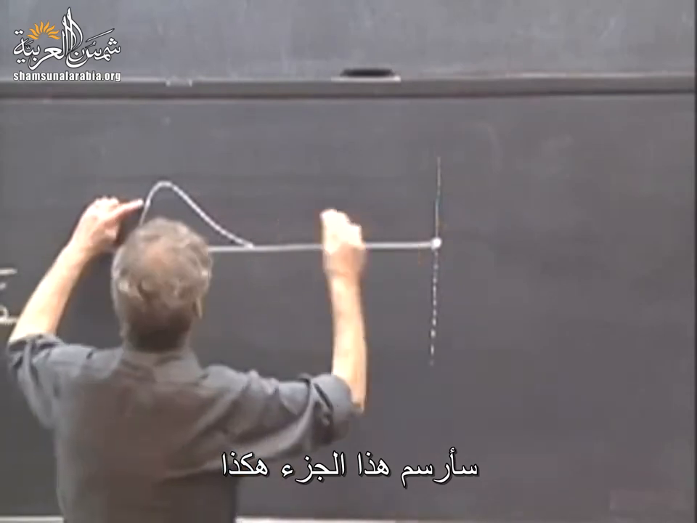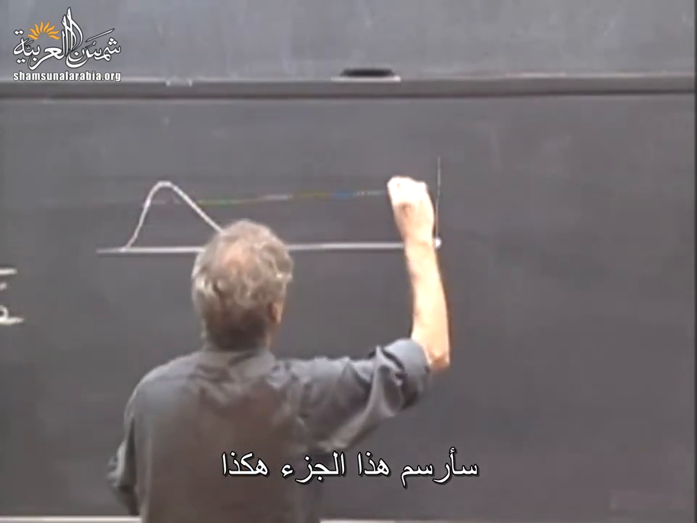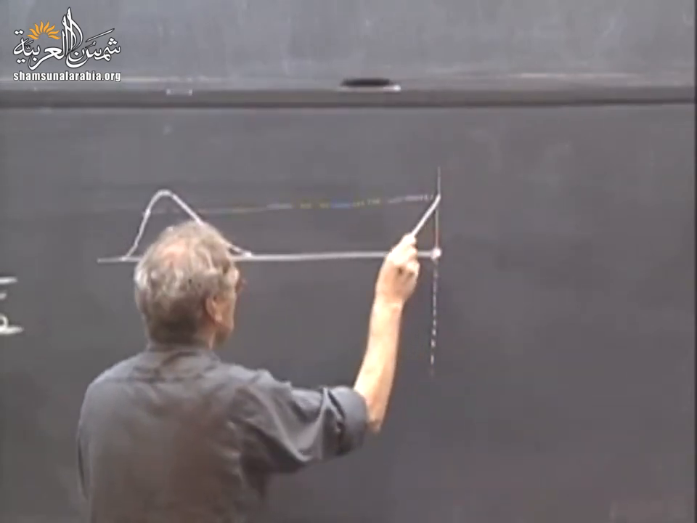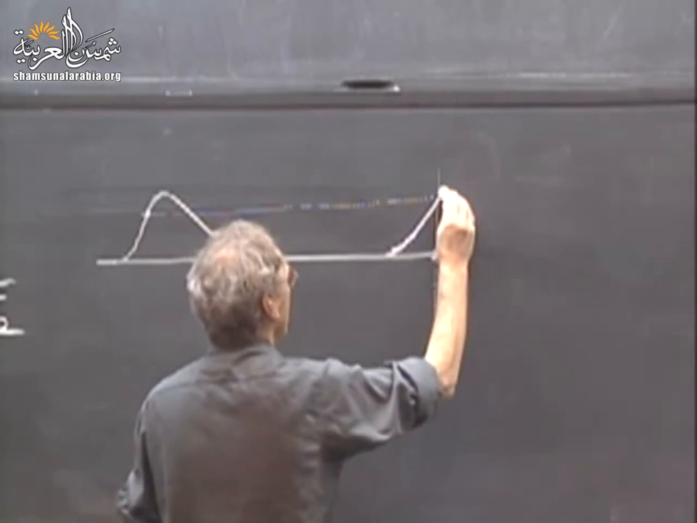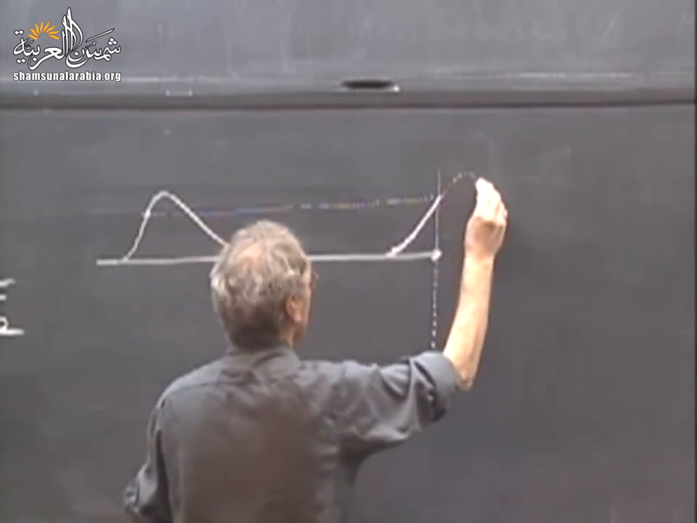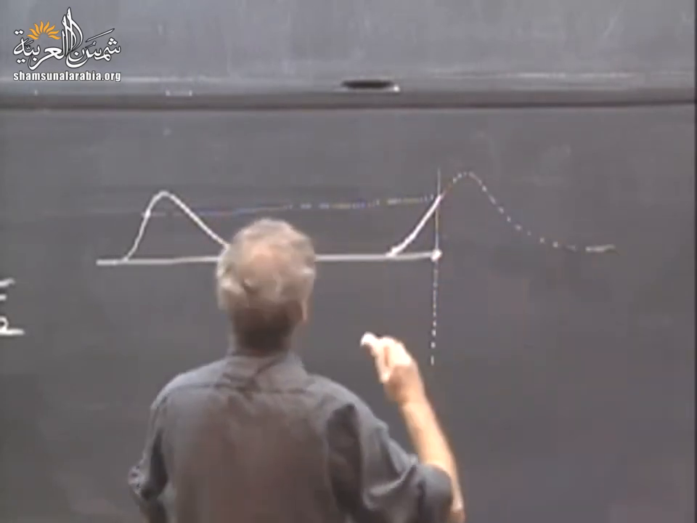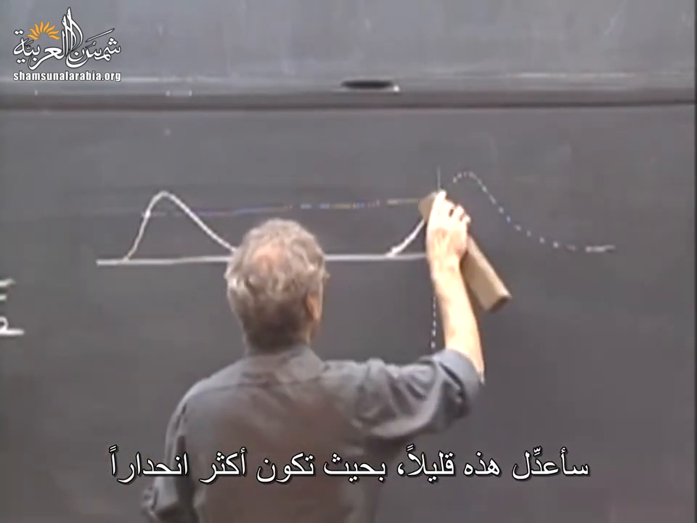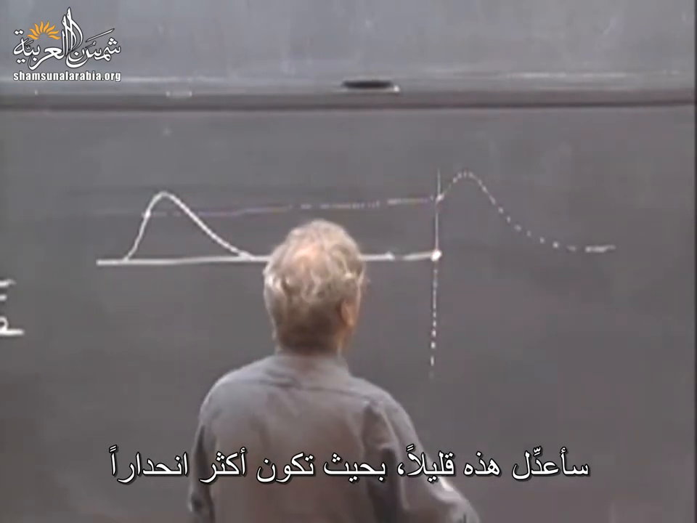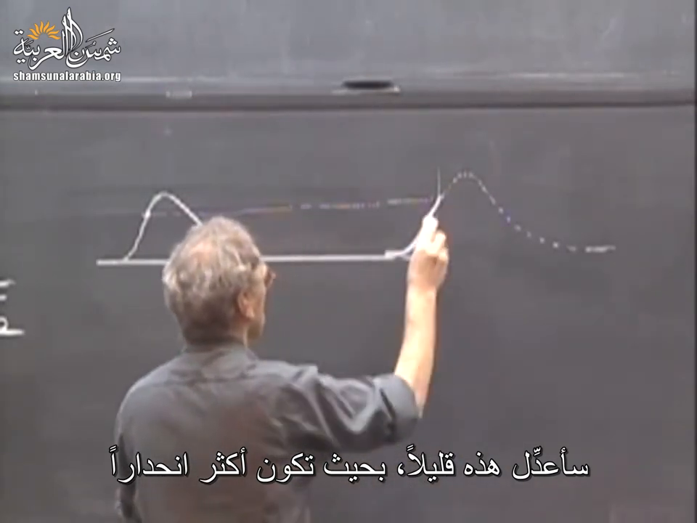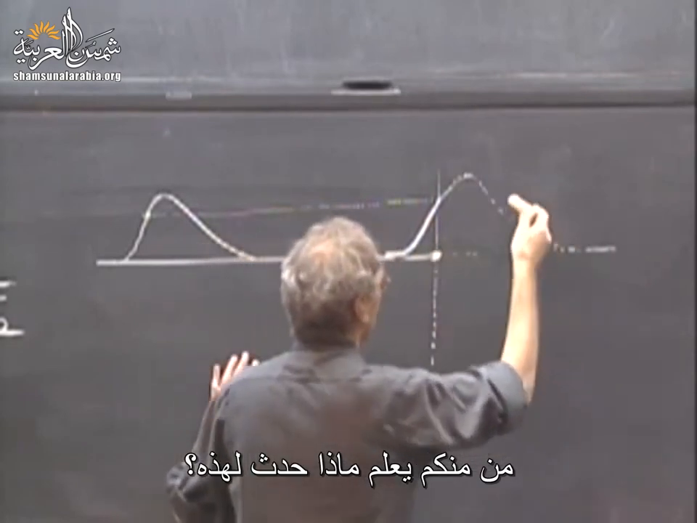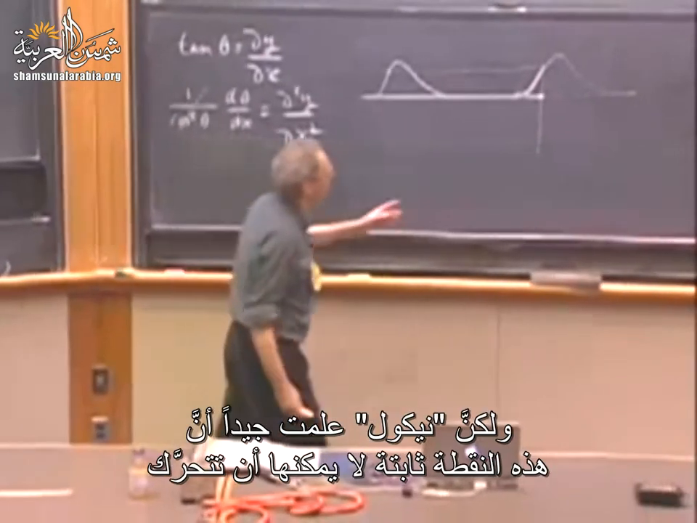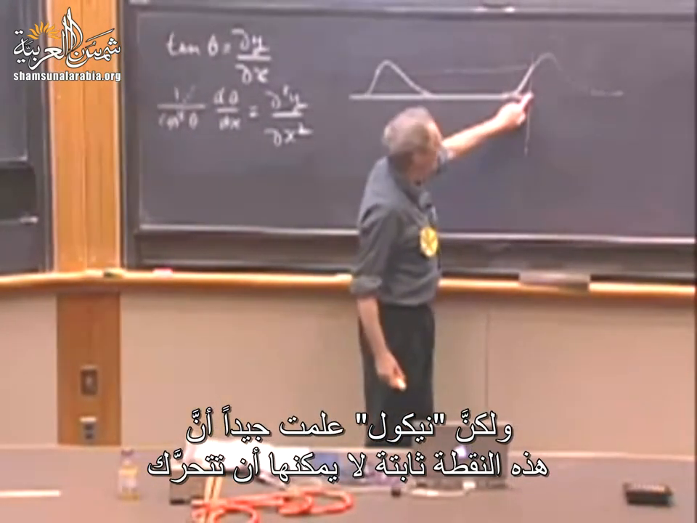So this part is here. And the part that, yeah, maybe it's in heaven, is here. I have to make this a little steeper to make it look alike. Make it a little steeper. And this, yeah, who knows what happened with that? But Nicole knew very well that this point cannot move.